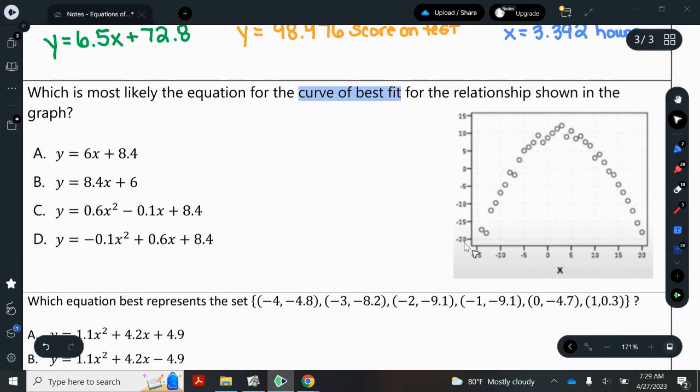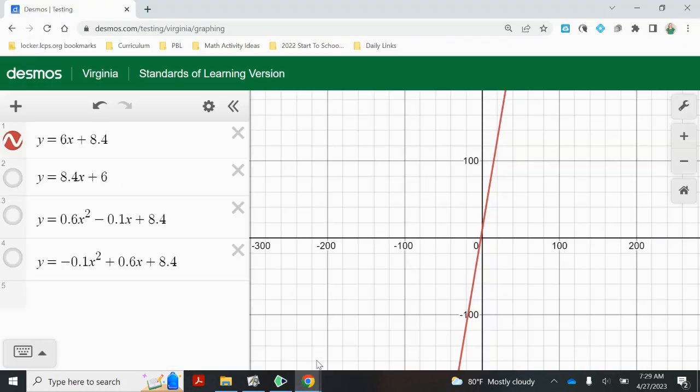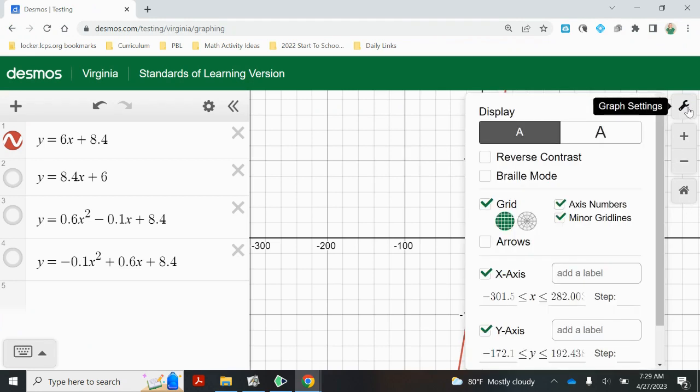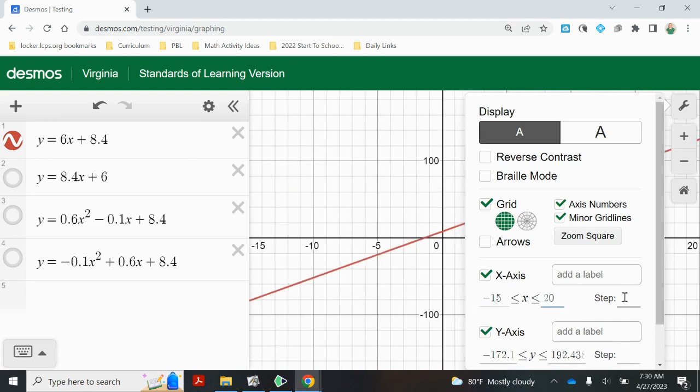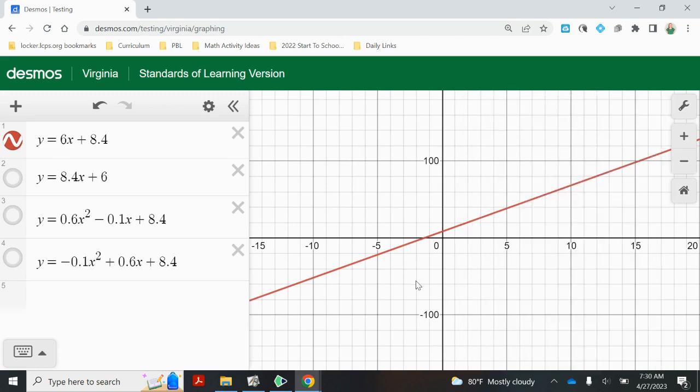Notice the scale of my picture, -15 to 20. When I type A in Desmos, you'll see that I'm going to -300 to 300. So to fix that, to get it from -15 to 20, I go to my little wrench icon at the top right, and I'm going to go to the x-axis. So I'm going to change it from -15 to 20. I can go up by one step too to make sure I'm going up by one here. Okay, that helps fix my line there.